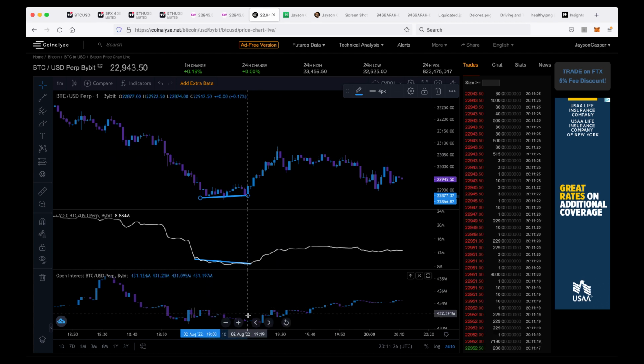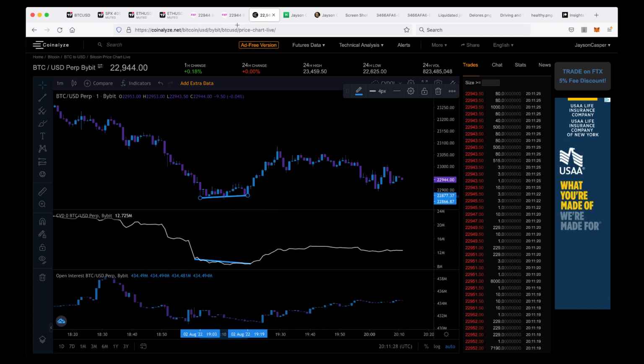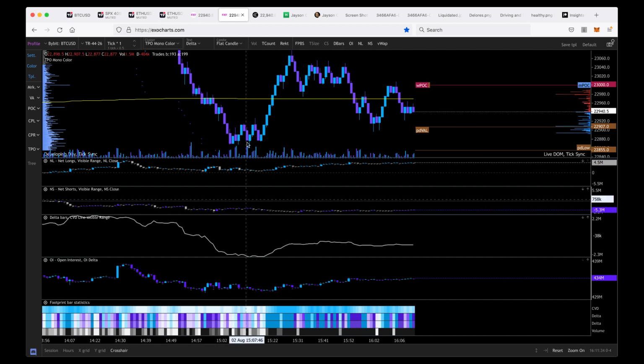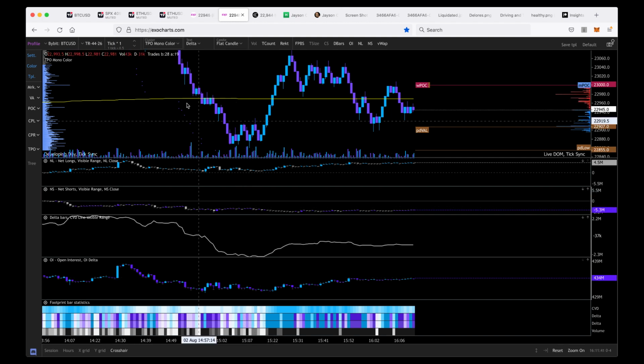Now, in general, we would want to see open interest going up, but in this specific instance, we could actually see here new shorts opening up and no longs opening up, showing us that there were actual shorts coming into the market here, even though open interest was going down.